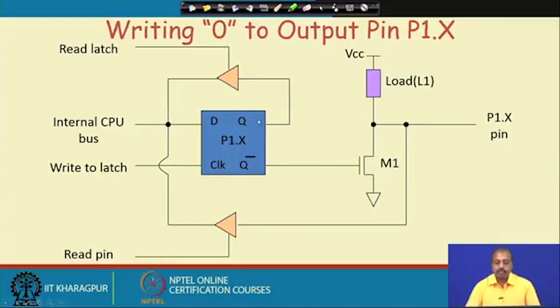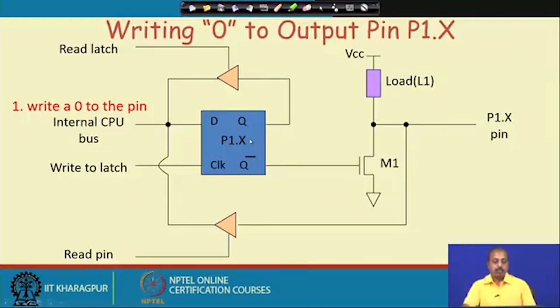On the other hand, if you are trying to write a 0 to the output pin, you write a 0 here. As a result, Q value becomes 0 and Q bar becomes 1. When Q bar becomes 1, this transistor gate is on. So, this transistor is on. As a result, at this point you will get the voltage of 0, because this transistor is on. So, at the pin you are getting a 0. You see, by writing the value of the internal bus into this latch, ultimately the pin is getting affected. That way we can do the output operation onto the pins.